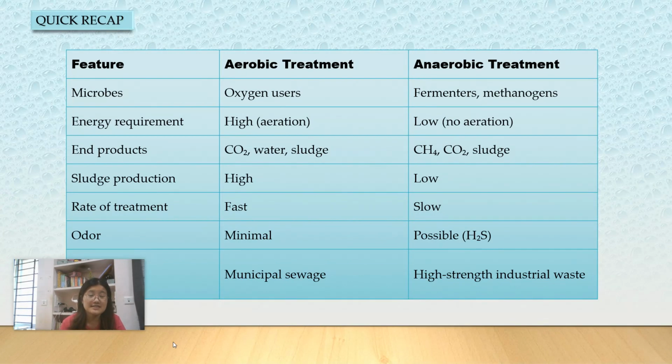The sludge production is high in aerobic treatment, whereas it is low in anaerobic treatment. The rate of treatment is fast in aerobic treatment as compared to anaerobic treatment. Odor issues are minimal in aerobic treatment and very likely in anaerobic treatment due to the production of hydrogen sulfide. And in application, they are mainly applied in municipal sewage. Aerobic treatment and anaerobic treatment are used in high strength industrial waste.